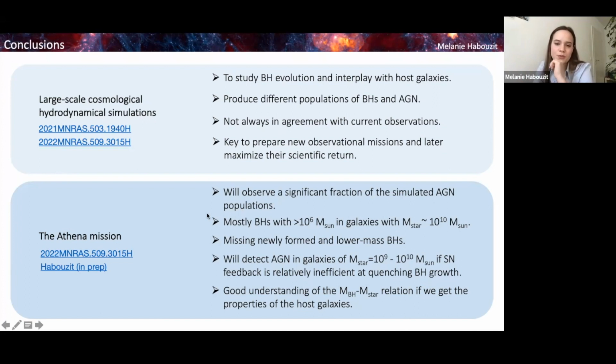So for Athena, I've shown you that Athena will observe a significant fraction of the simulated AGN populations in all simulations, so this is good. Mostly Athena will see black holes more massive than 10^6, 10^6.5 solar masses, in galaxies of mass 10^10 and higher. We will miss the least massive black holes, the newly formed ones, or the ones that are not accreting, but that's okay. And Athena will also detect AGN in dwarf or low-mass galaxies of 10^9, 10^10 solar masses if, for example, supernova feedback is relatively inefficient. So comparing observation and simulation, we can disentangle those different physical processes. And if we manage to link this to a galaxy survey, for example, we can also get a good understanding of the coevolution between black holes and galaxies.